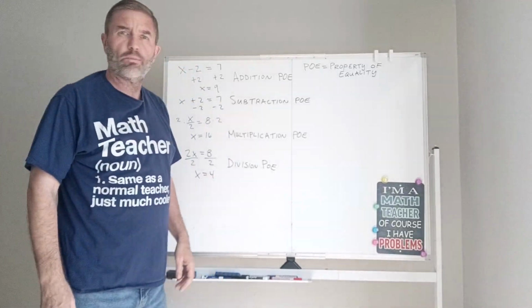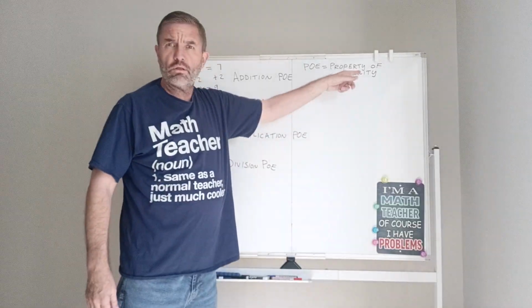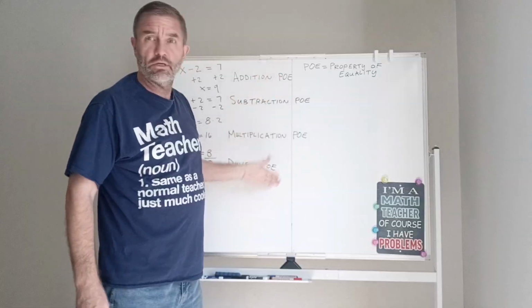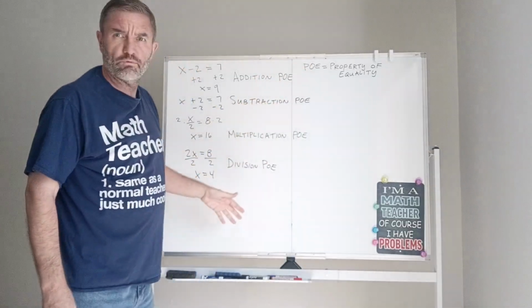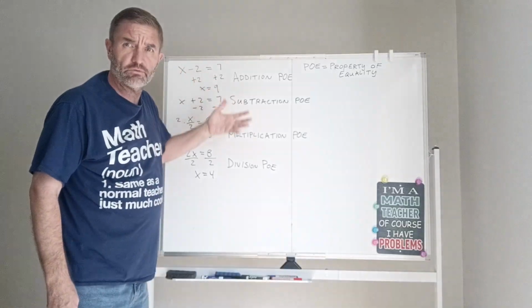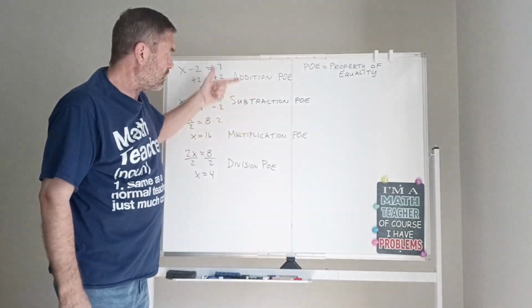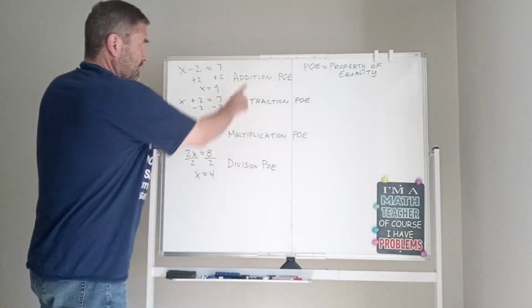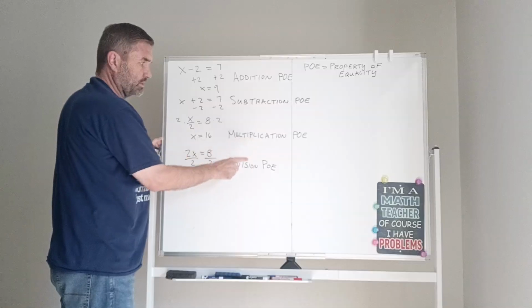Today we're going to go over properties of equality. A property of equality is abbreviated POE to make writing it easier so you don't kill your hand. Writing it over and over again can get very old really fast. We have lots of properties of equality. Today we're going to go over the operational properties of equality, namely addition, subtraction, multiplication, and division.